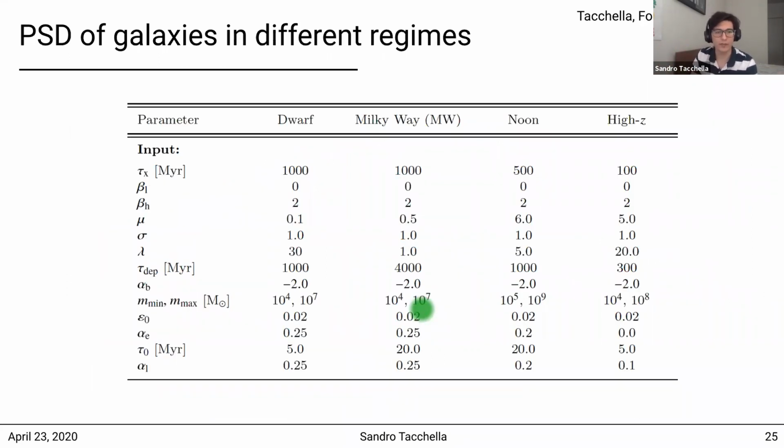Just very briefly to give you some examples. So I show you here 4 different kinds of galaxies. Again, this is rather approximate.